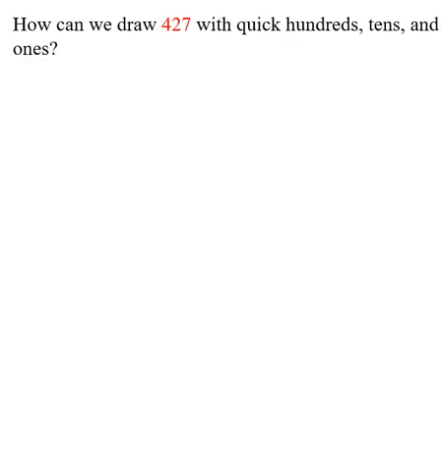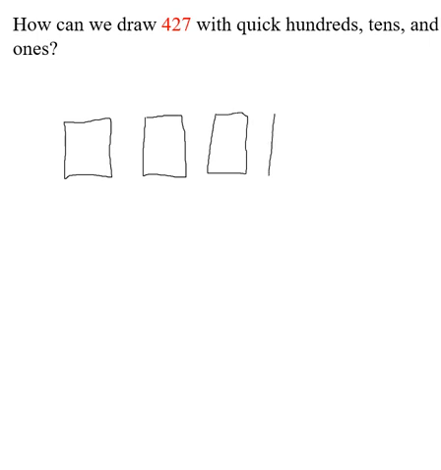How can we draw 427 with quick hundreds, tens, and ones? So we're going to look again at the hundreds place, and I see that we have 4 in the hundreds place. So I'm going to draw 4 boxes for my 4 hundreds. Mrs. Posh is using a mouse to do her drawing, so bear with my kind of goofy looking 100 boxes. And I look at my tens place and I see that I have 2 tens. So I need 2 sticks, 1 stick, 2 sticks for my tens.